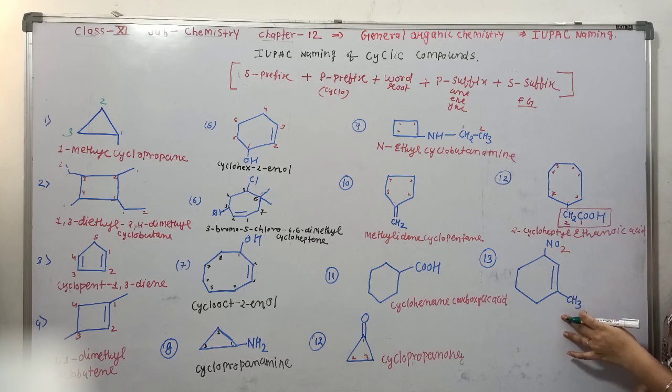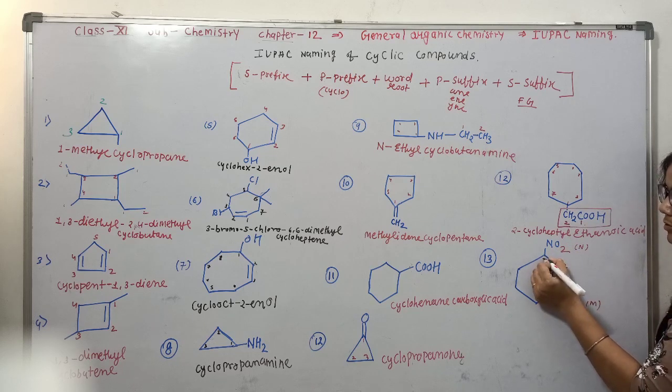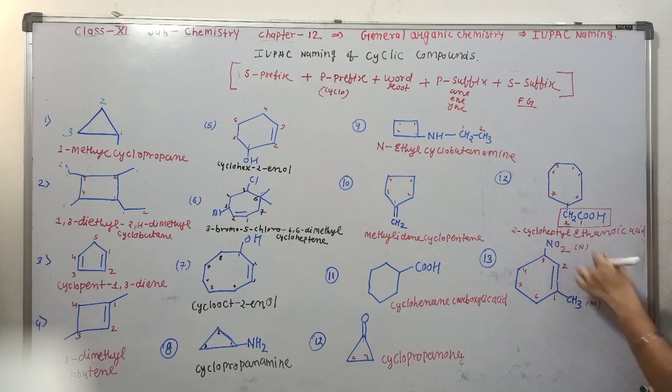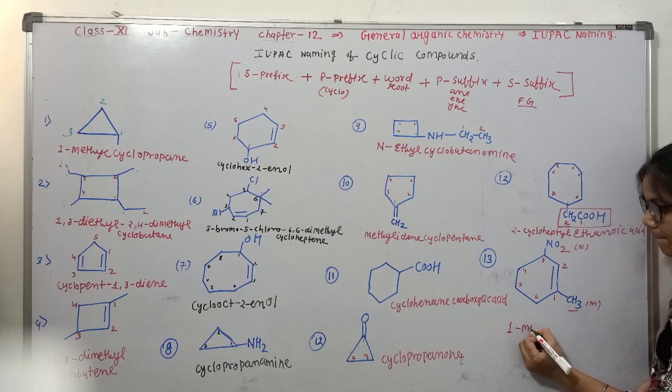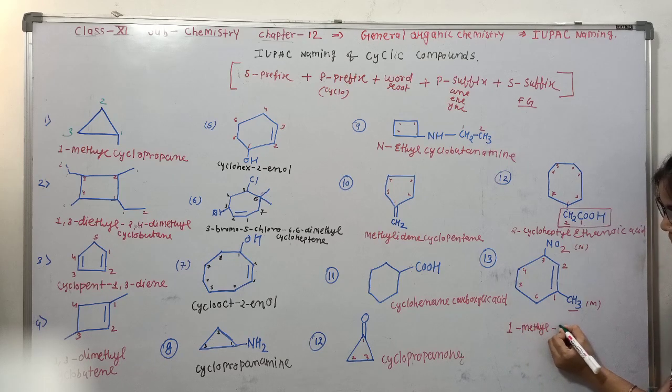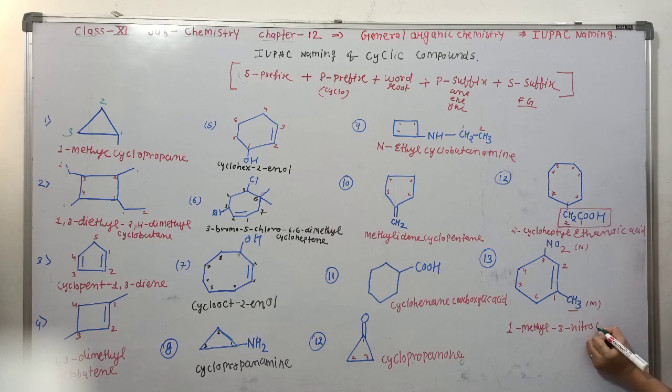And the last compound is this one. Okay. Nitro starts with N, methyl starts with M. Okay. And here is a double bond. So we'll give priority to the double bond. So 1, 2, 3, 4, 5, 6. Both are substituents. Do the naming. M will come first. It's 1 methyl, 3 nitro, cyclohexene. Okay, 1-methyl-3-nitrocyclohexene.